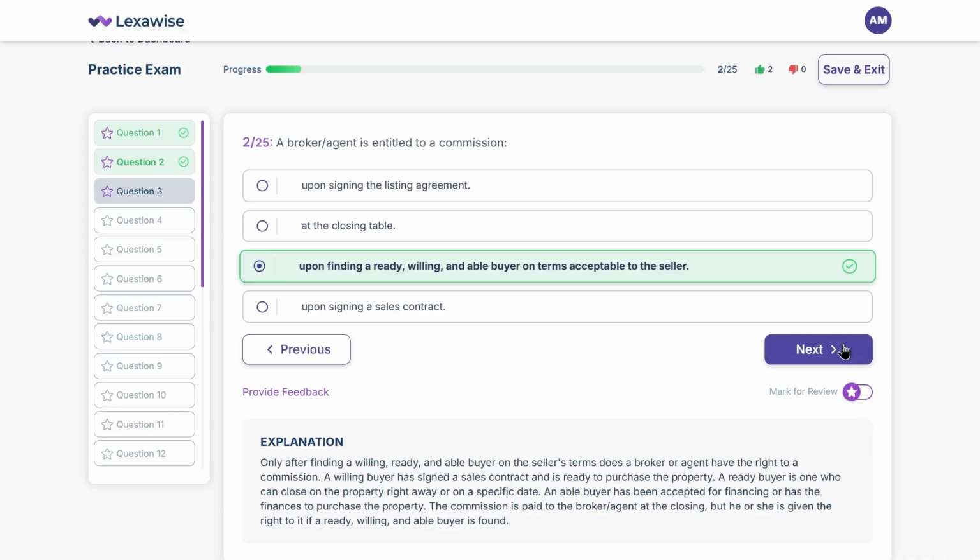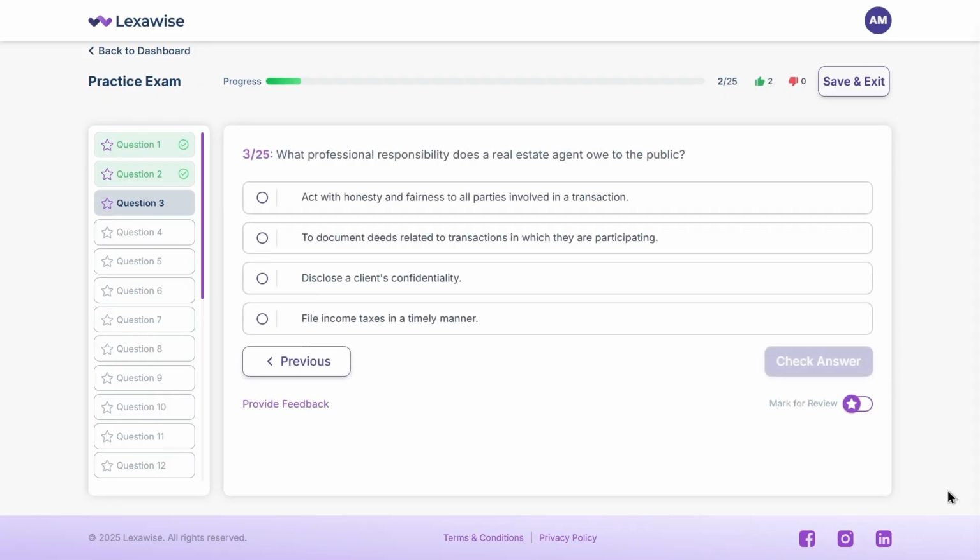Now, the third question. What professional responsibility does a real estate agent owe to the public? A. Act with honesty and fairness to all parties involved in a transaction. B. To document deeds related to transactions in which they are participating. C. Disclose a client's confidentiality. D. File income taxes in a timely manner. What do you think?